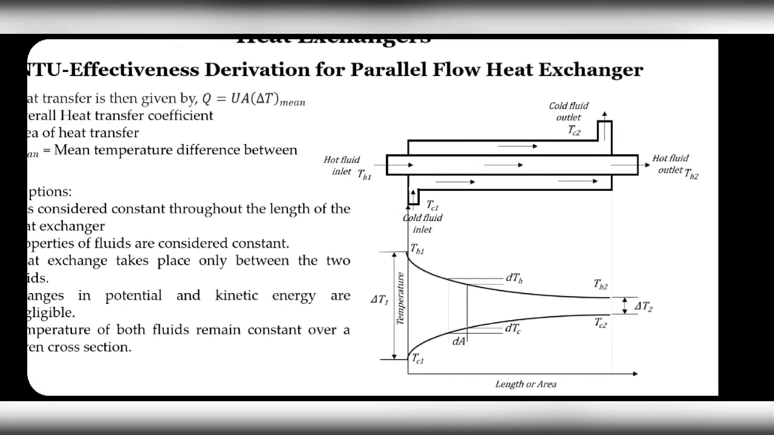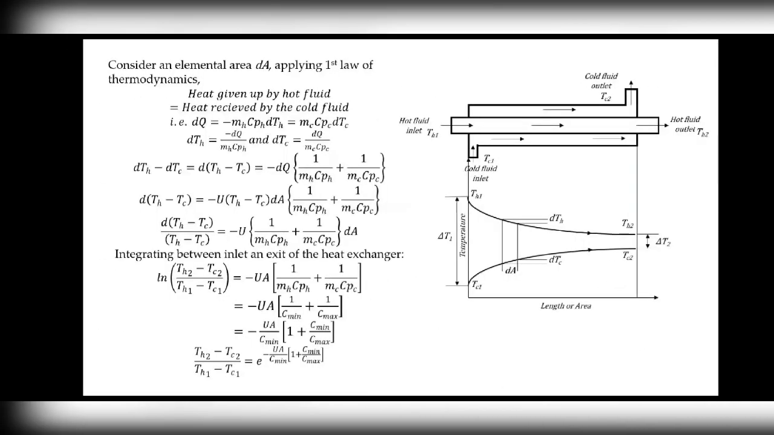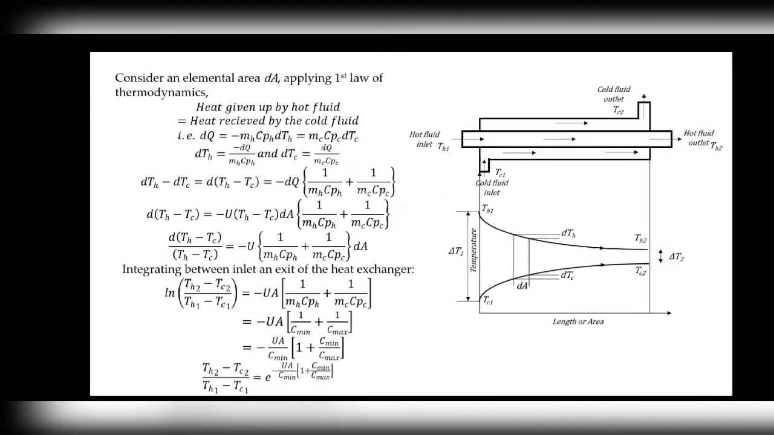Here I am considering the same tube-in-tube heat exchanger, or the concentric tube heat exchanger, which we had considered for the LMTD method. In this case, first I will derive it for the parallel flow heat exchanger and then I'll give you the equation for the counter flow heat exchanger, but the method remains the same for both parallel flow as well as counter flow heat exchanger. So the initial steps remain the same.